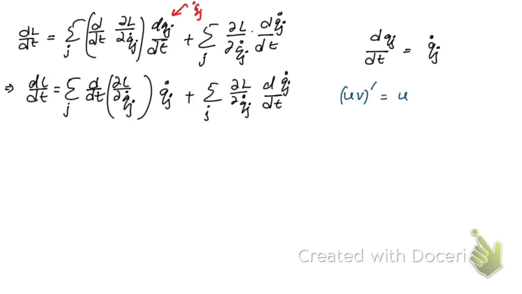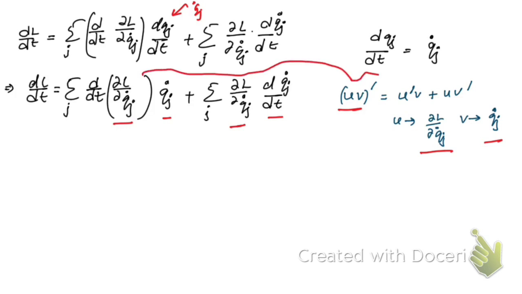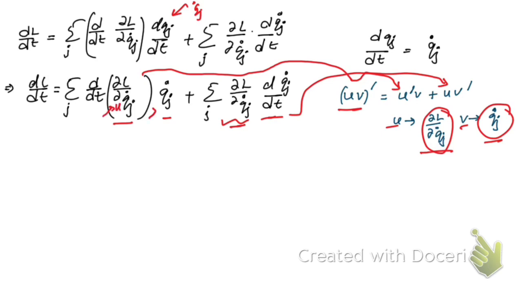Here we know the product rule of derivative is this. We're going to take this term as u and this as v. Here this is u dash into v, and this is v dash into u, so we can write the derivative of the product of these two. Hope you have understood this. Compare this term with this, and this second part with this. So this is your u, and this is your v. Hope you have understood this.